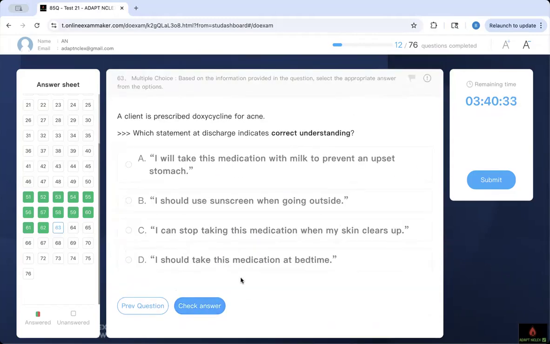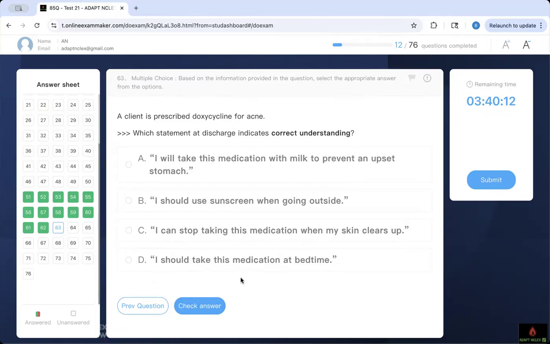The client is prescribed doxycycline for acne. Which statement at discharge indicates correct understanding? I will take this medication with milk to prevent stomach upset. I should use sunscreen when going outside. I can stop taking the medication when my skin clears up. I should take this medication at bedtime.